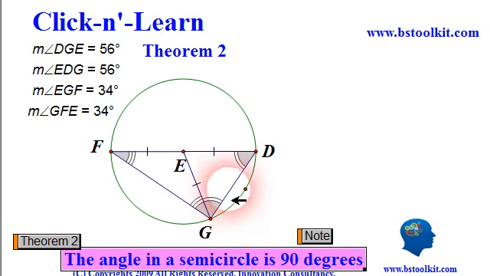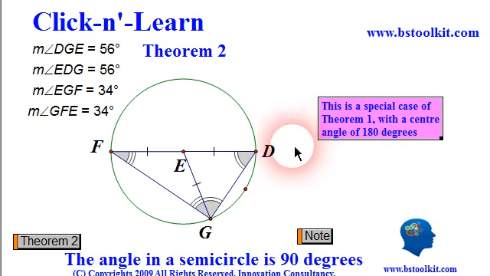So by observation and by measurement, we have shown that the angle in a semicircle is 90 degrees. Now, it should be noted that this is a special case of Theorem 1, with the center angle being 180 degrees.